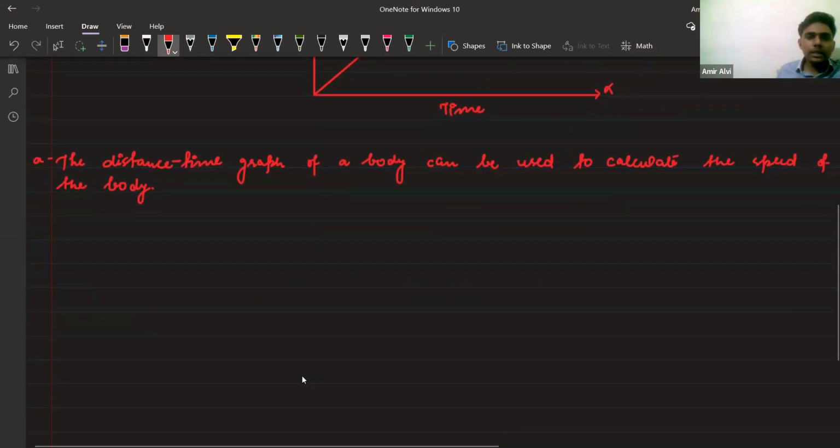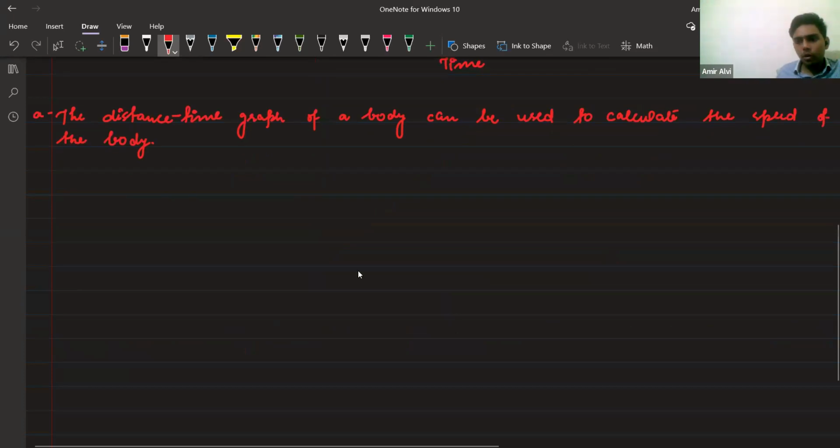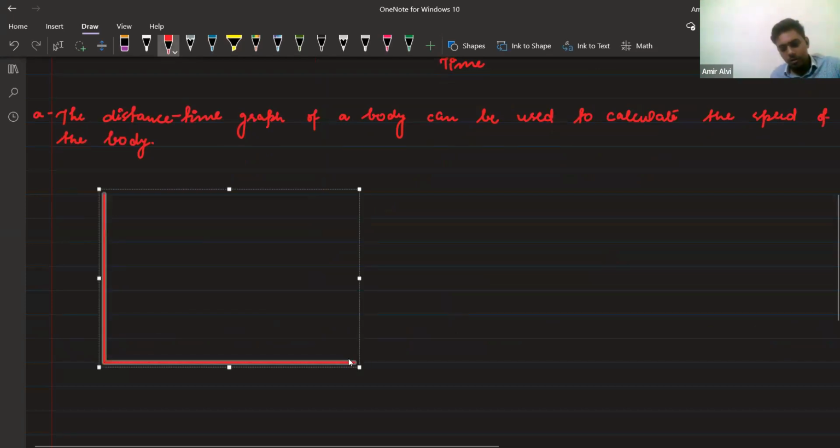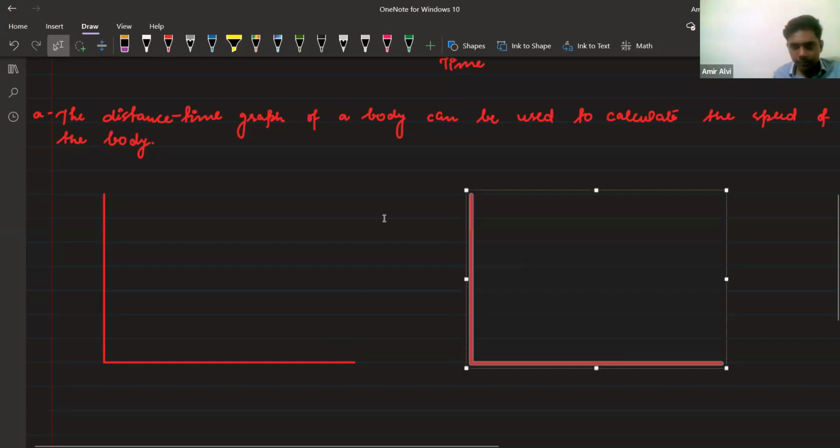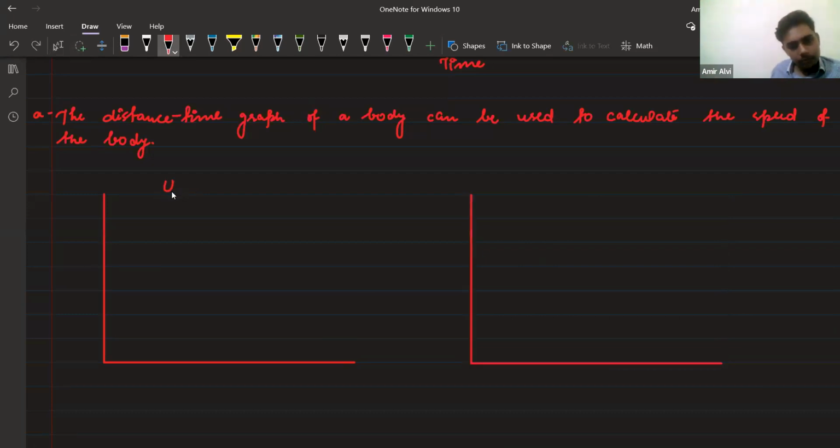Now let's understand the types of graph. Okay. So basically the first graph, I'm drawing it for uniform motion. In the second graph, I'm drawing for non-uniform motion.